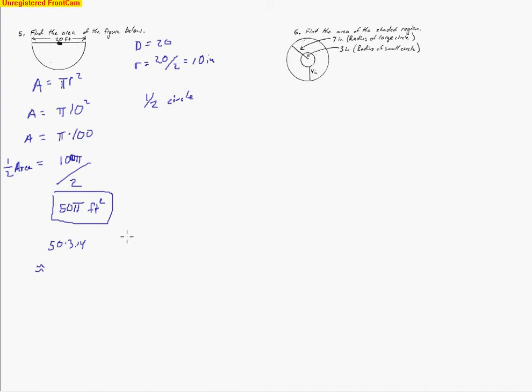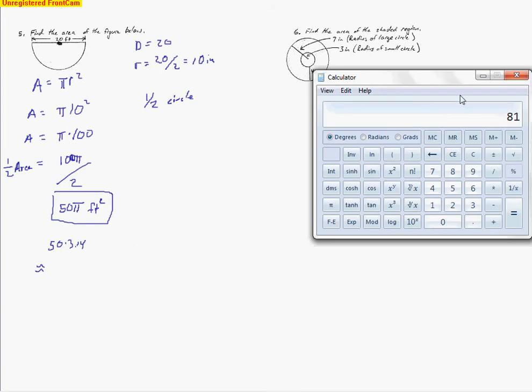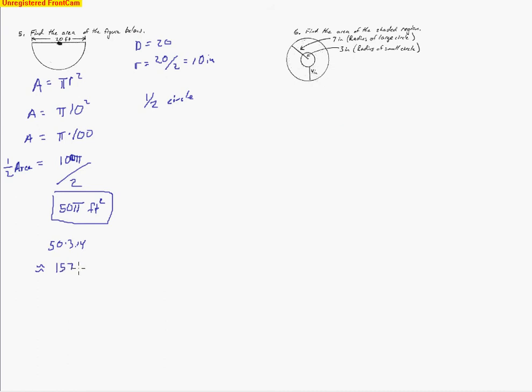And so let's go ahead and pull up the calculator now and clear the last one, and we'll write in 50 times 3.14. And this is what we end up getting, 157. And then the units are feet squared. So there is our answer. So let's take a look at our next one here.